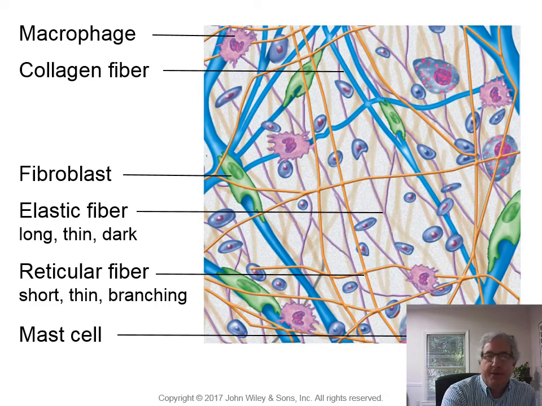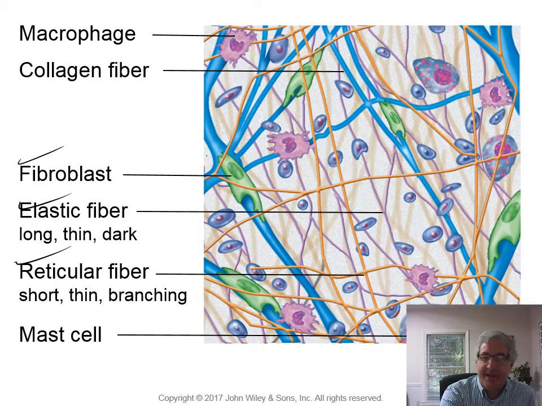So here's a diagram showing the various types of cells and fibers that you might find in this portion of areolar connective tissue. So you have fibroblasts, you have elastic fibers. They're usually long, thin, and dark. Reticular fibers are generally shorter, they're thinner, and they branch.